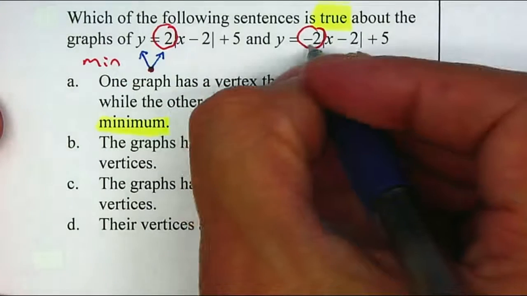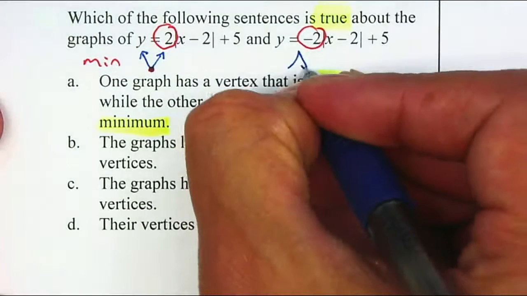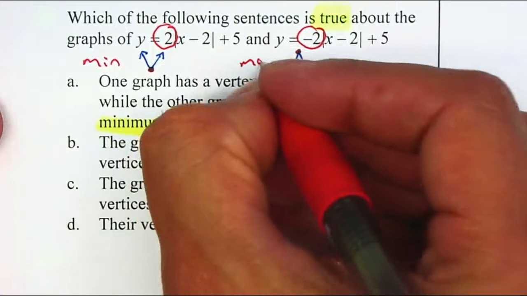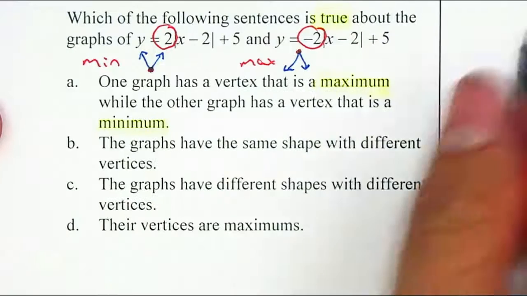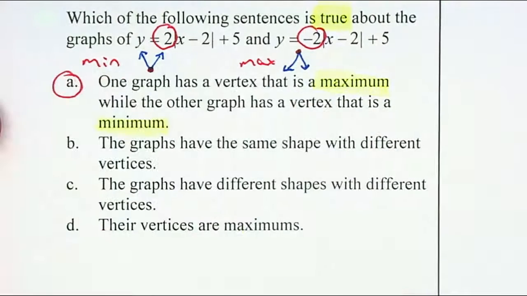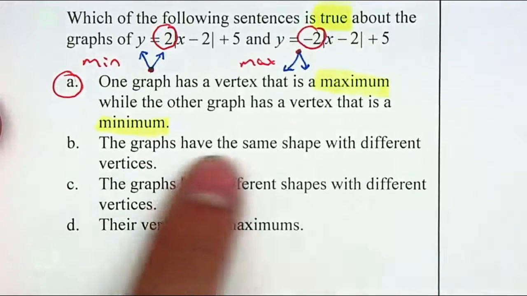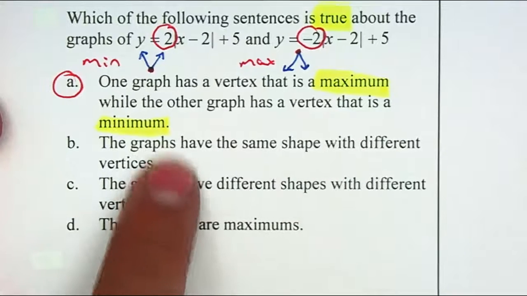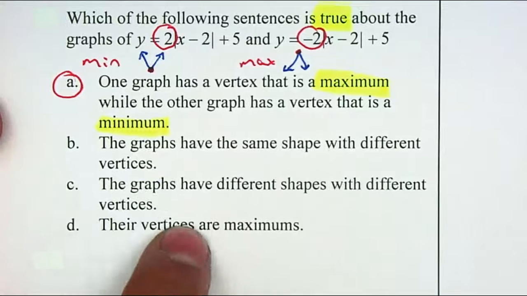On the second one, it's a negative, therefore it's facing down. Therefore, if you walk on the line, this will be the highest point, that is the maximum. So does one graph have a maximum and the other one a minimum? Correct. Your answer is A. Let's continue just to analyze the other answers and see if they're incorrect and why they're incorrect.